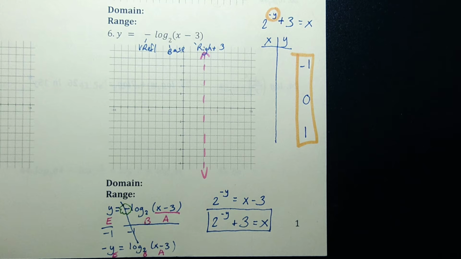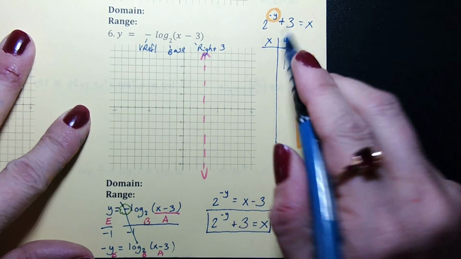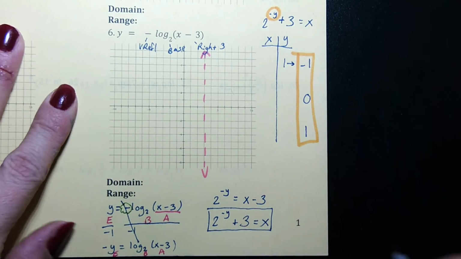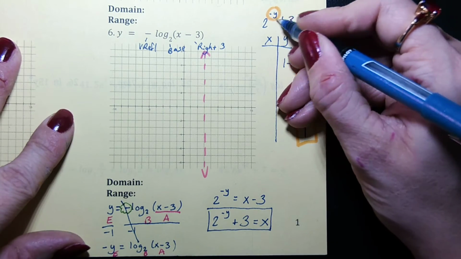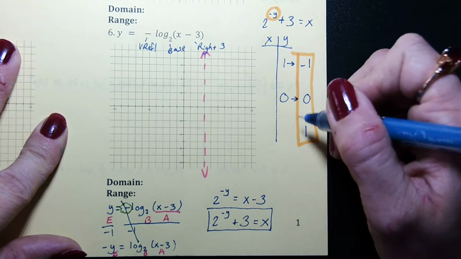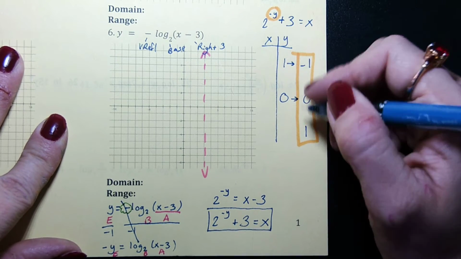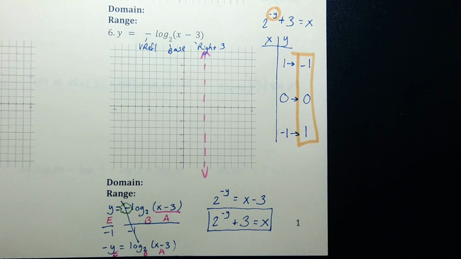So what can I plug in for y to give me -1? +1. If I plug in +1 and take the opposite of it, we get -1. What can I plug in for y so that I get 0 in that exponent? 0. What can I plug in so that I get +1 here, a -1? So those are the inputs I'm going to plug in to get those outputs.